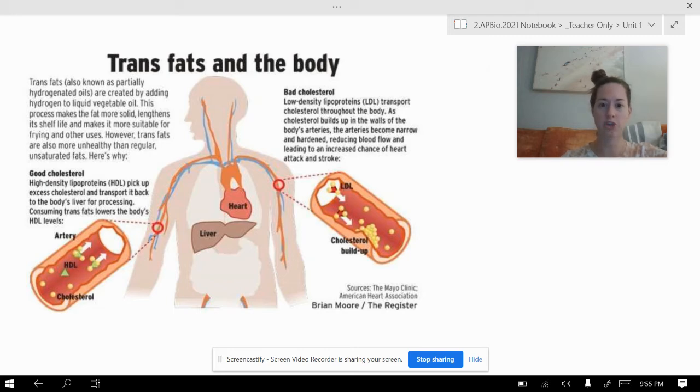Your bad cholesterol is your low density lipoproteins, LDLs, which transports cholesterol around your body instead of moving it to the liver. So what happens then is your arteries start to build up with cholesterol, which obviously can lead to a stroke or a heart attack. So you want to keep your HDL levels high, and the way to do that is eat less trans fats. Trans fats have gotten a terrible reputation recently, and they should have a terrible reputation. But if you look on food packaging, it will often say no trans fats, which is good. Okay.